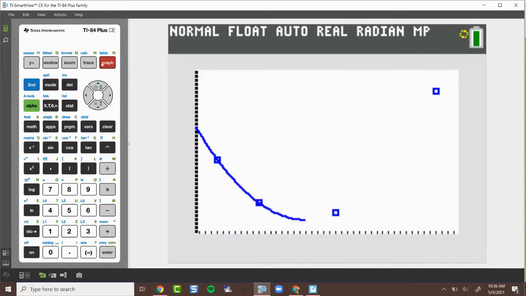I'm going to hit the graph button, and clearly that is a perfect fit, which is why your R squared is equal to 1. It is a perfect fit, is the best option. But you never know.